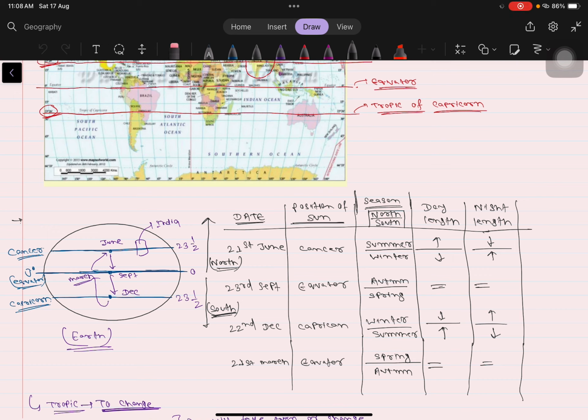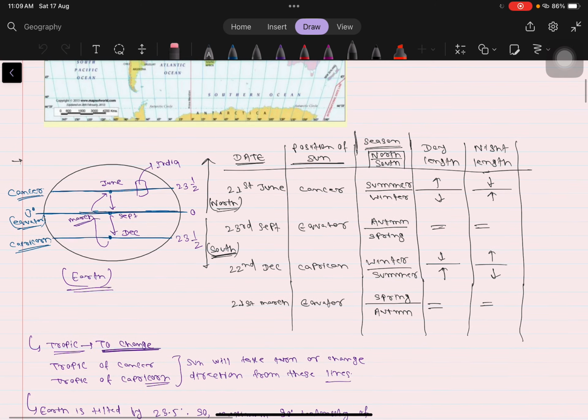On 21st March, 21st June, the sun will be at the Tropic of Cancer point, and then on 23rd September it will be at the equator point, then on 22nd December it will be at the Tropic of Capricorn, and then again on 21st March at the equator, and again on 21st June at the Tropic of Cancer. So the movement of the sun will be like this only, and based on this the seasons depend. You can see seasons in the northern and southern hemispheres, and day and night length also depend on it.